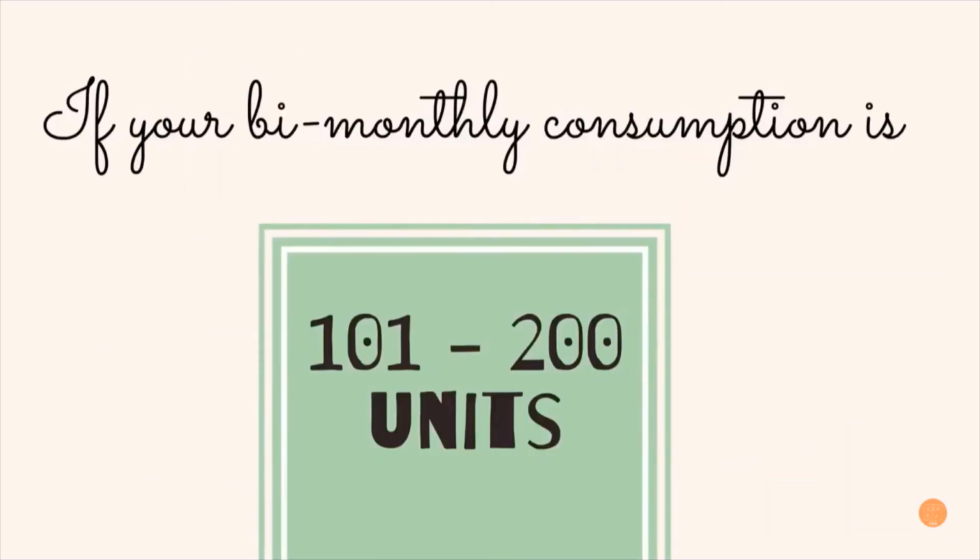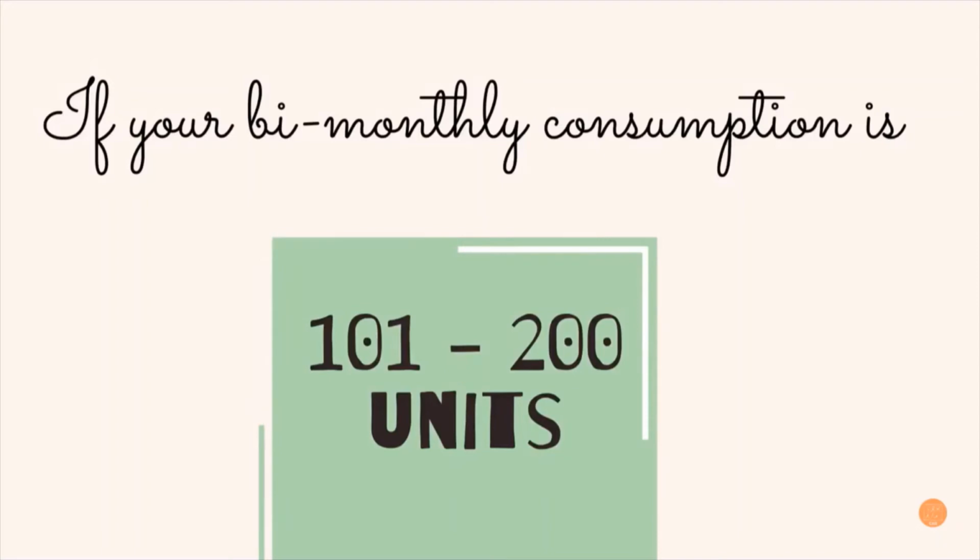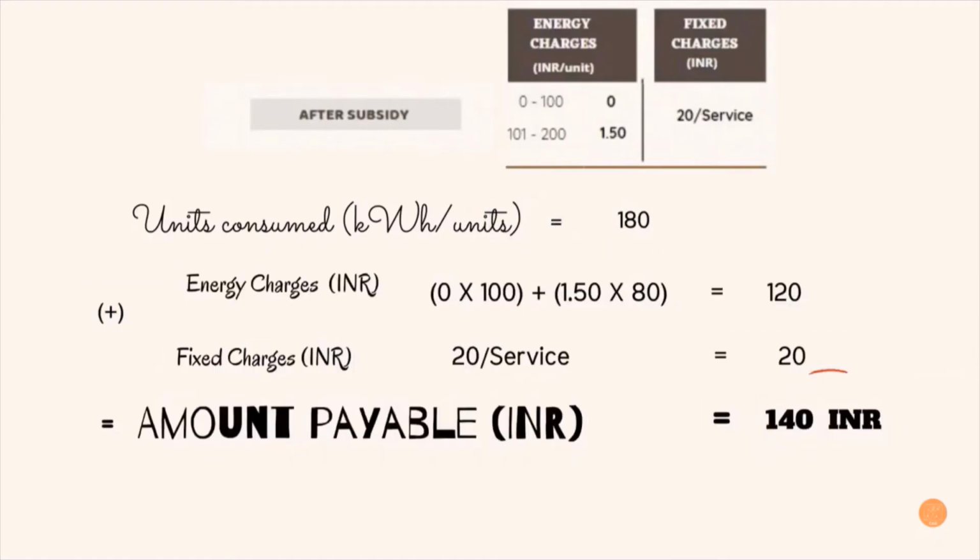But then, if your bi-monthly consumption is between 101 to 200 units, you will be charged at a different tariff rate. For example, let's say that your bi-monthly consumption has been 180 units. In that case, you do not pay an electricity bill for the first 100 units. For the remaining 80 units, you pay energy charges at the rate of 1 rupee 50 paise per unit. To this, a fixed charge of 20 rupees is added, and then your total amount payable is arrived at. In this example, it would be rupees 140.